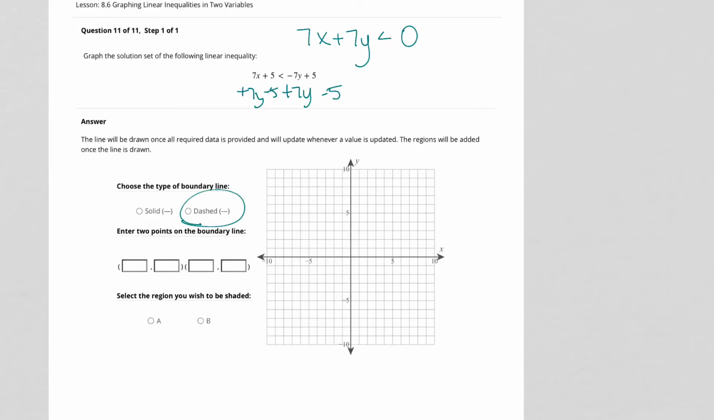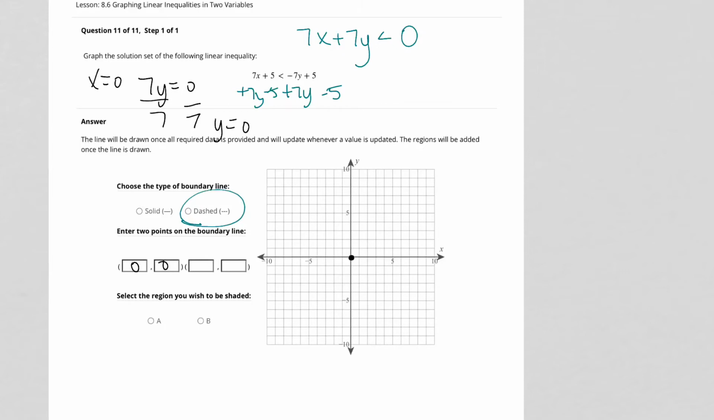This one's going to be a little bit different. I'm going to have to stray from my original plans because you'll notice if I start out by trying to find my points and I put x equals 0 in, I'm going to end up with 7y equals 0. So when I divide both sides by 7, y ends up being 0. So my origin is actually on my line. All right, it's not that big of a deal.